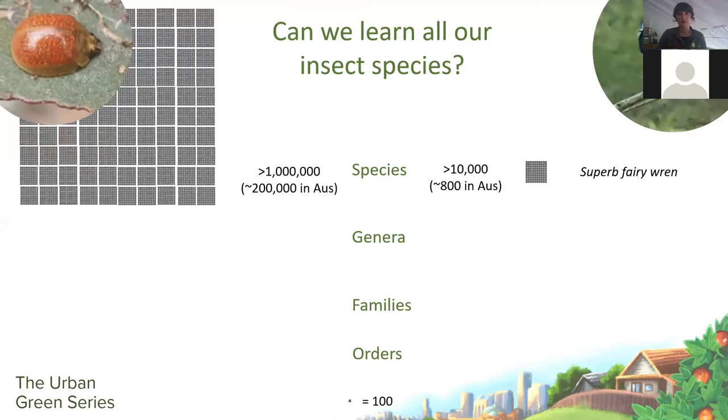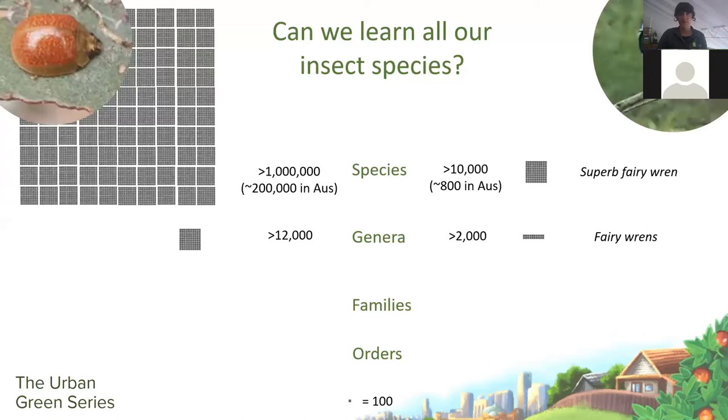Just to give you an example of how these groupings look as we go up, the next highest level from species is genus. This is the equivalent of, instead of saying that's a superb fairy wren, we might say, well, that's a fairy wren, one of the fairy wrens, I'm not sure which. There's only about 2,000 genera of birds in the world. For insects, though, we've still got about 12,000, still just too many to really be learning.